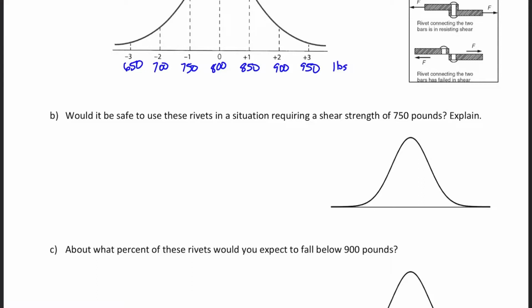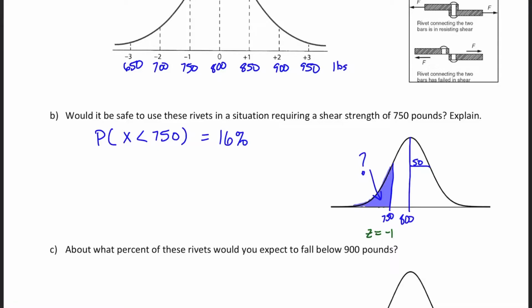Well, let me give you a little bit of a hint on this. Find the probability that X is less than 750 pounds. This would mean the probability that you pick up a random rivet out of the box, made by this manufacturer, and its shear strength was less than 750 pounds. So what is that probability? And then, to answer the question: would it be safe to use a rivet that would require 750 pounds? Pause the video and try that on your own.